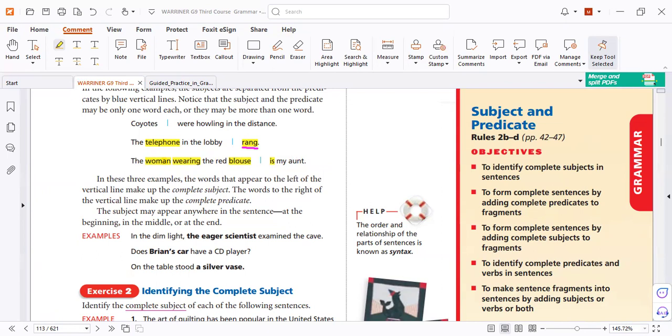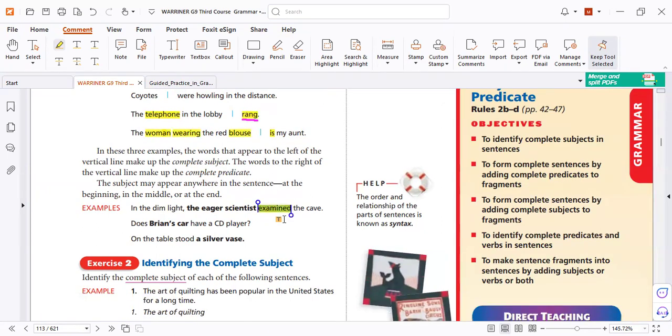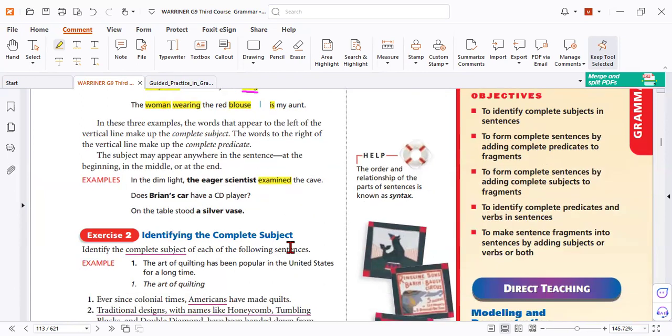Now let's find the subject. Who or what examined? The eager scientist. No, we need eager or scientist? The scientist. Only scientist. That's perfect.